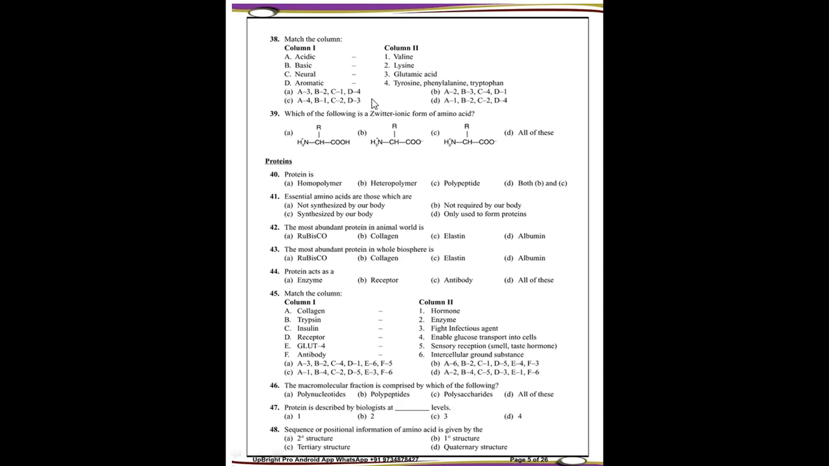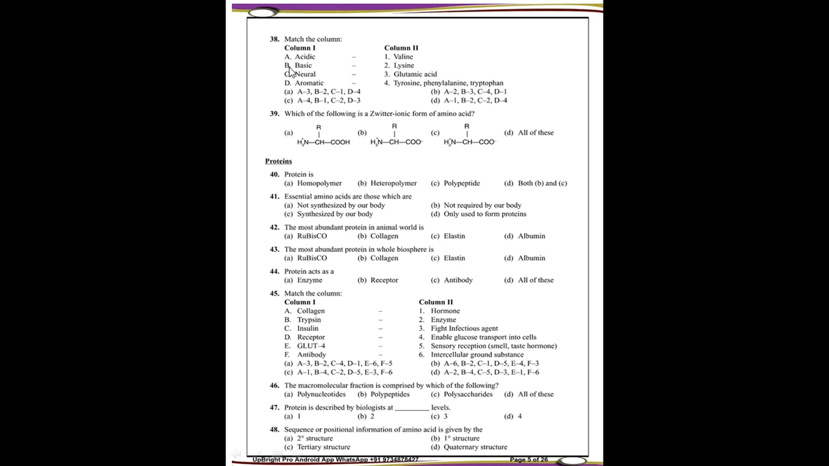38. Okay, so match the correct column to each of these. So let's see here. A, acidic, matches to which one? So which of these is an acidic amino acid? So A matches to 3. So let's see options. Which one has A matching to 3? The first one, the A matches to 3.